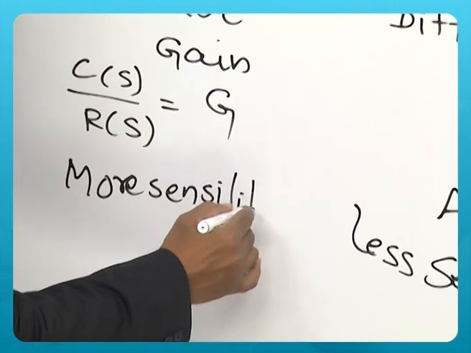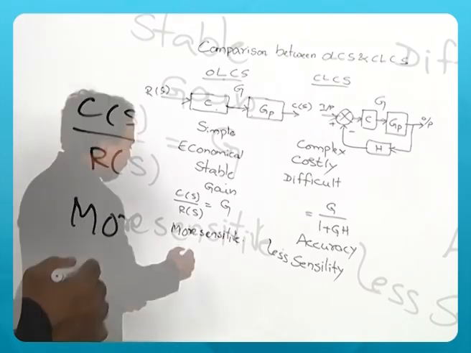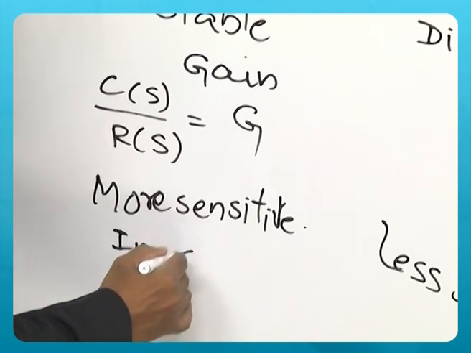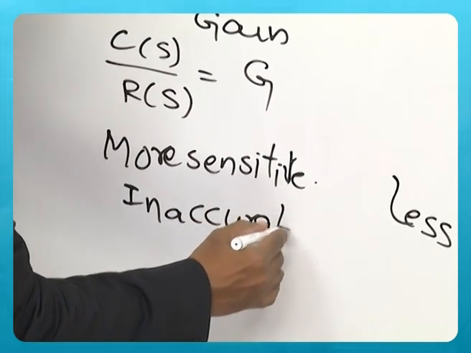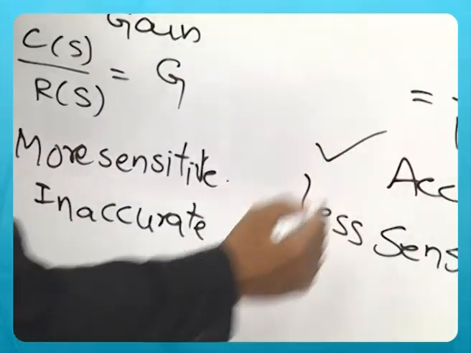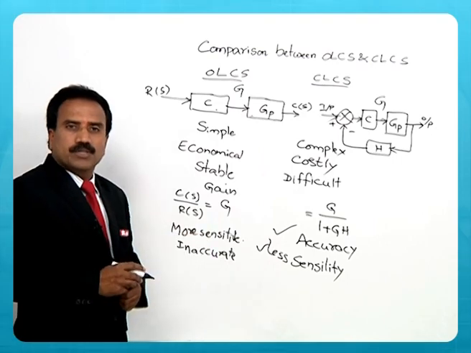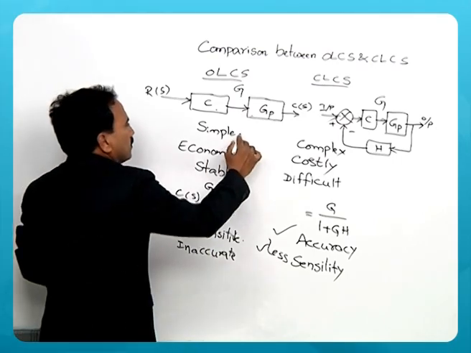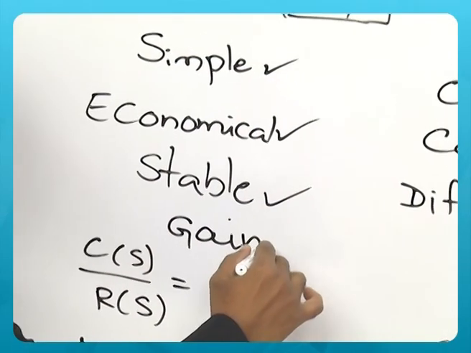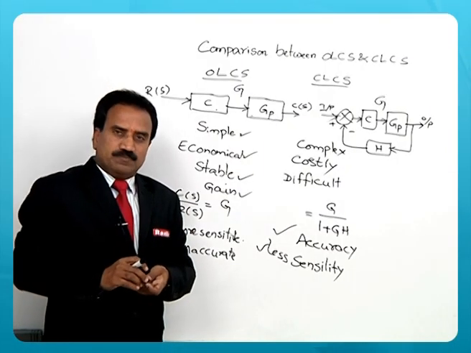Open loop systems are more sensitive to the parameter variations and not that accurate what we get in closed loop control system. So, accuracy is a plus point, less sensitivity is a plus point of a closed loop control system. Otherwise, simple, economical, stable, more gain, etc. in open loop control system.